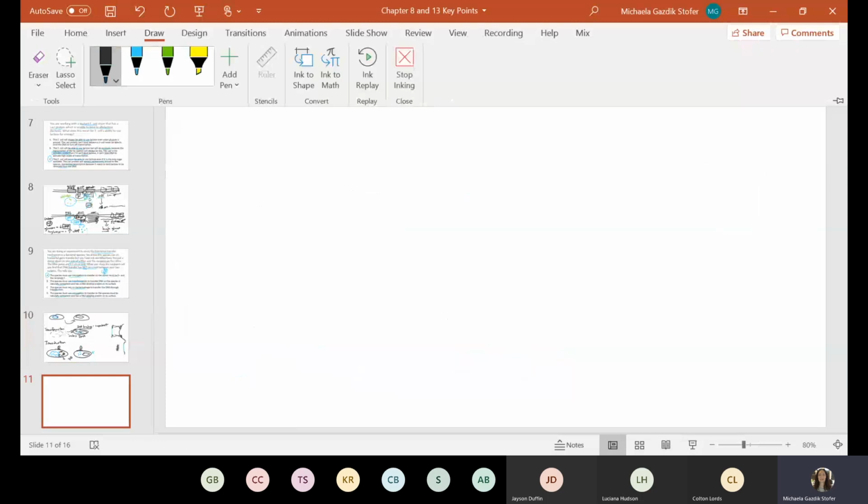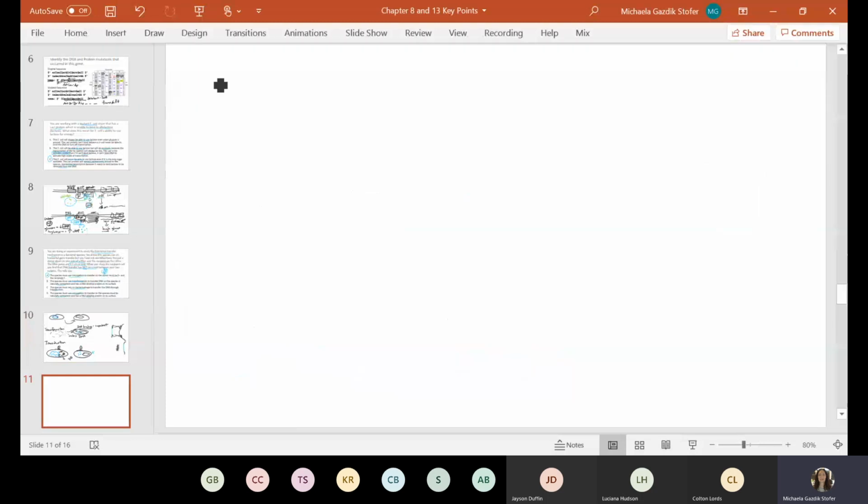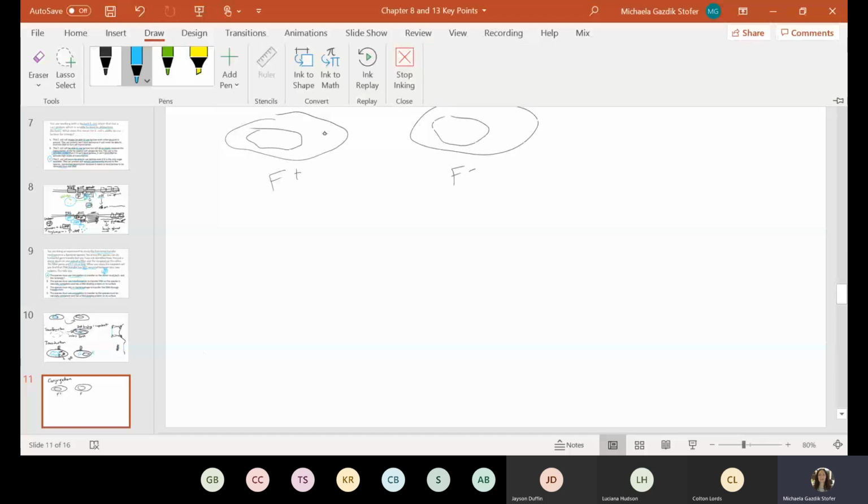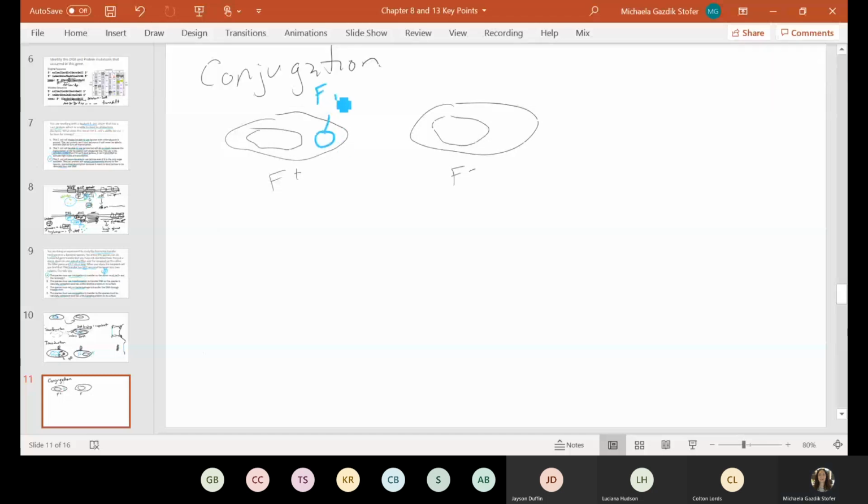Okay, and then the last one is conjugation. This is the one that's typically referred to as cell sex because they do have to have cell-to-cell contact. Conjugation's a little bit more specified. In conjugation, we have two cell types, cells that are considered to be F positive and cells that are considered to be F negative. That's based on the presence or the absence of what we call the F plasmid. The F plasmid has the genes necessary for conjugation.